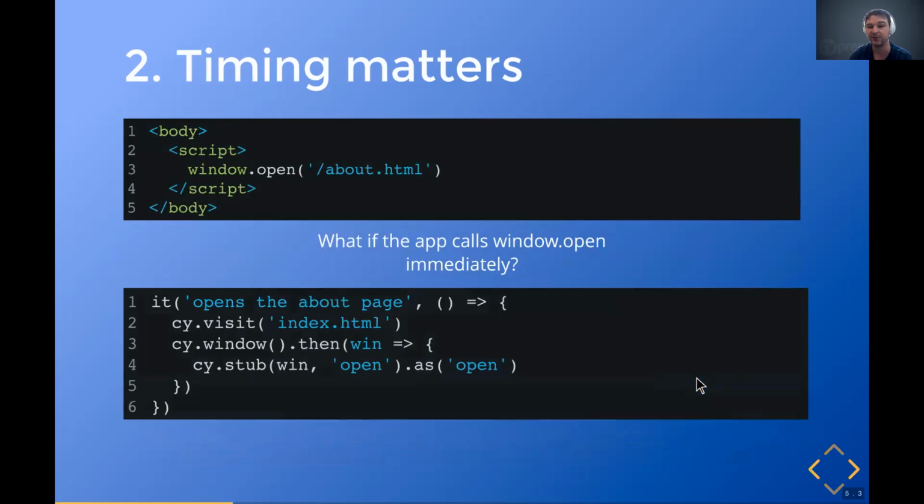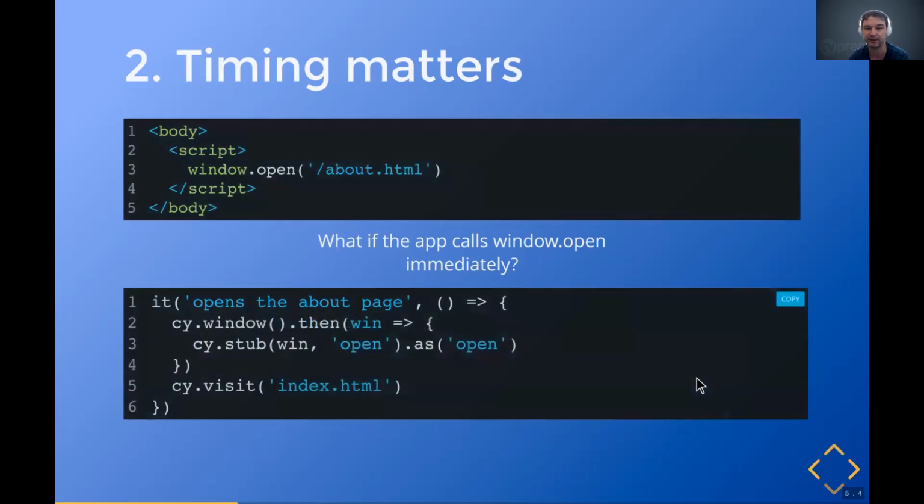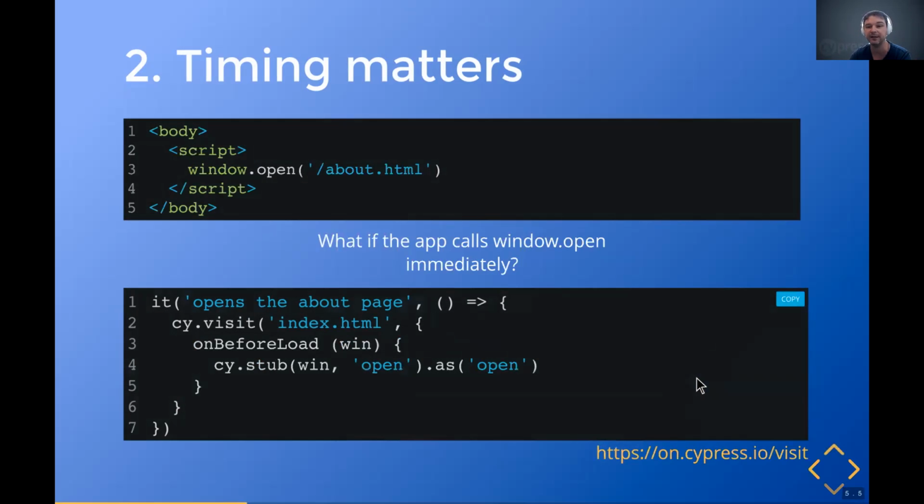Well, if you visit the page and then try to create the stub, it's too late. You created the stub after the action already happened. You're late. You can try, for example, saying cy window and creating the stub before you call cy visit, but the problem is there is no window object yet because you haven't visited anything, so the window object hasn't been created.